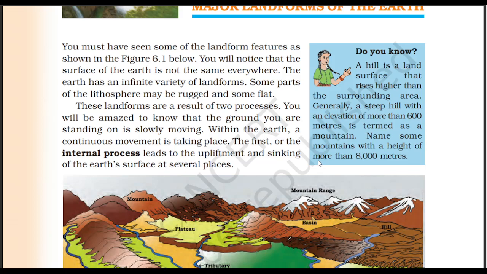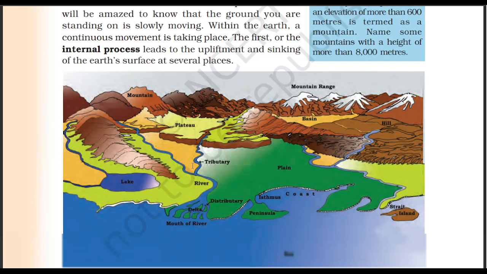Generally, steep hills with an elevation of more than 600 meters are termed mountains. Name some mountains with a height of more than 8,000 meters. We cannot in this chapter. You must have seen some of the landform features as shown in figure 6.1. This is figure 6.1.